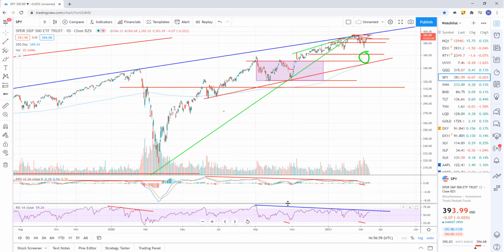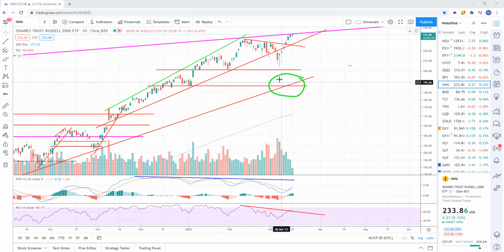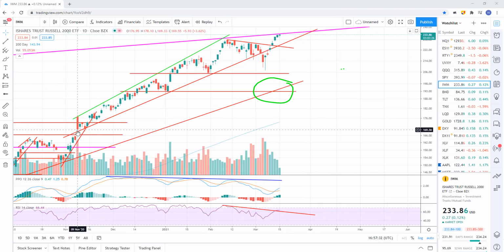Those are still intact. Recently, we made a new divergent high right up here, so we're just extending that negative divergence. I think it's likely we're going to roll over, but we've got to see it, so we'll just wait for it. Small caps here. The thing on small caps that I'm watching is this on the short term.